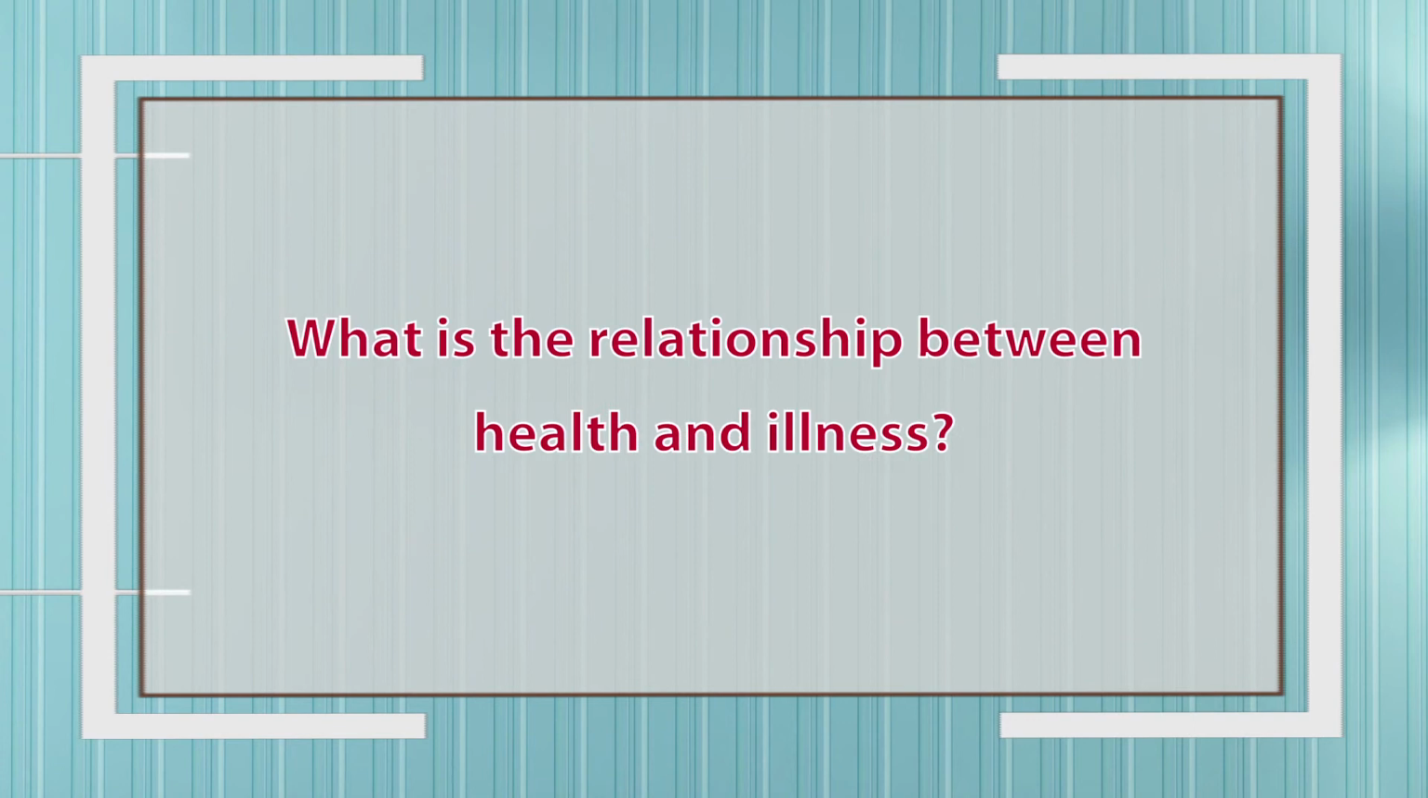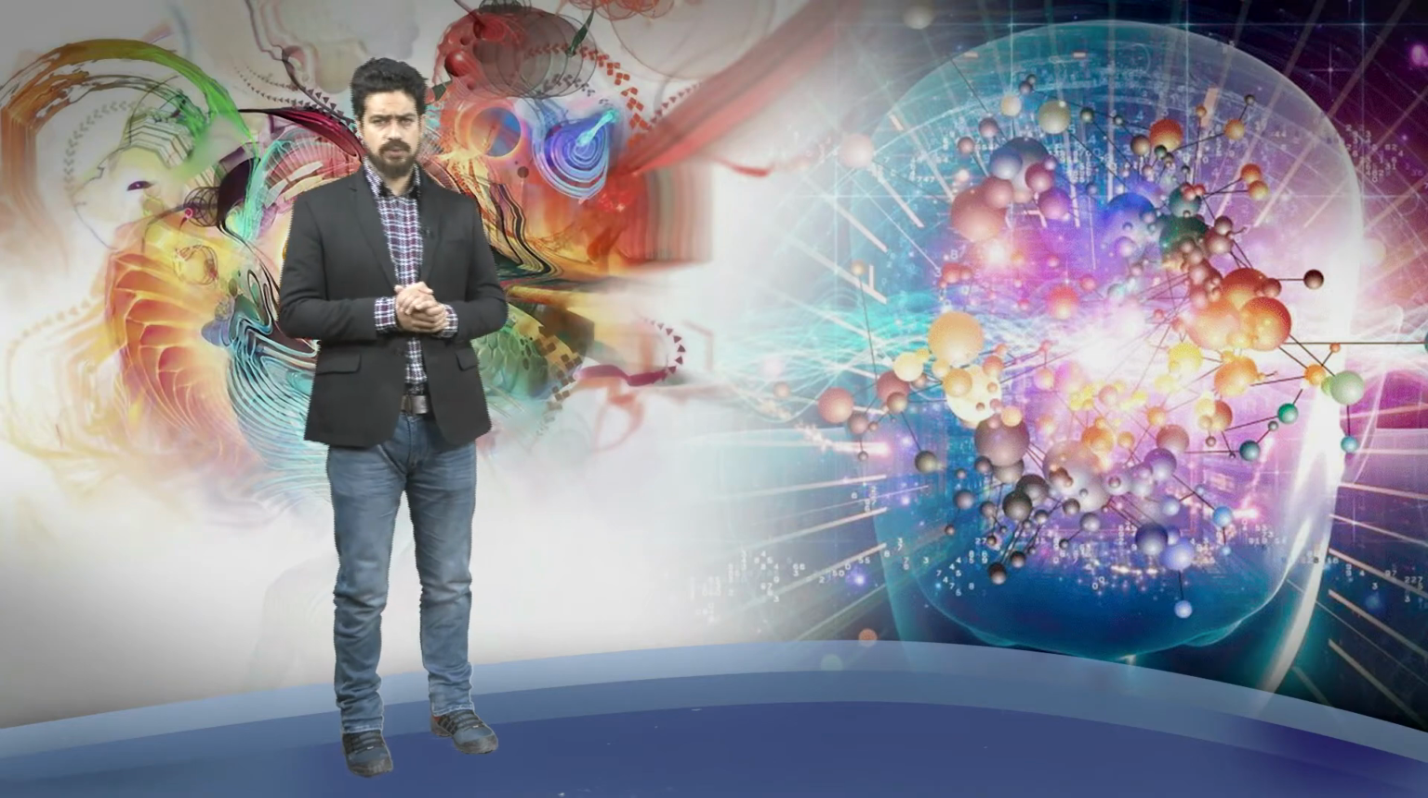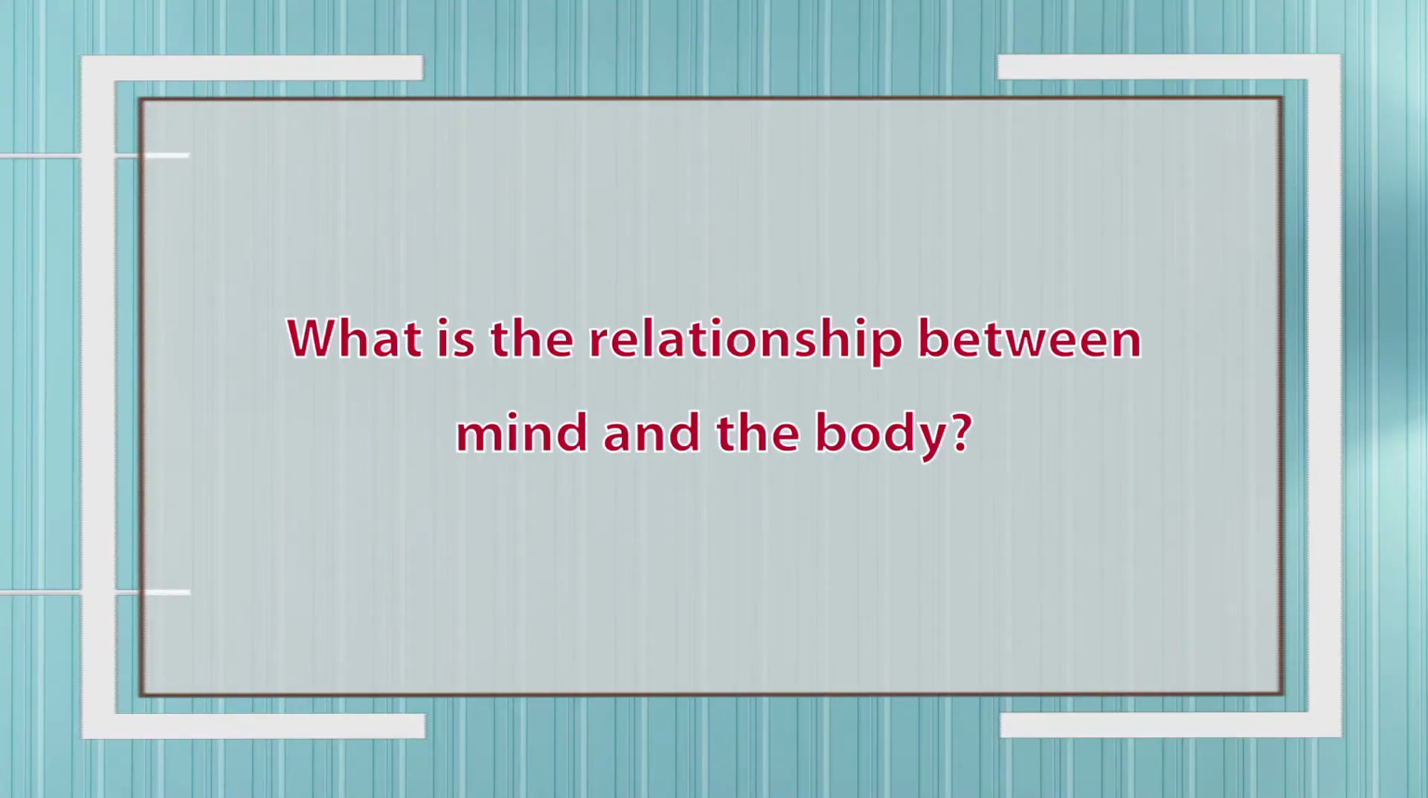The fifth question is about the relationship between health and illness. Within the biomedical model, health and illness are seen as qualitatively different. You are either healthy or ill. There is no continuum between the two. The sixth question, what is the relationship between mind and body? According to the biomedical model of medicine, the mind and body function independently of each other. This is comparable to a dualistic model of mind-body split.